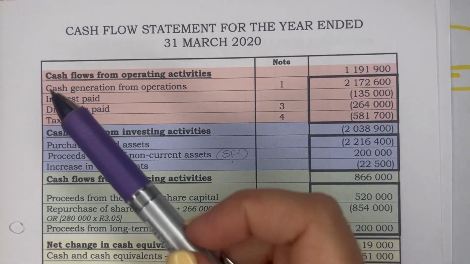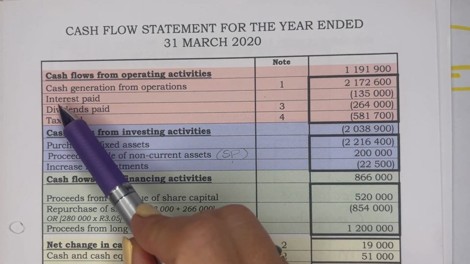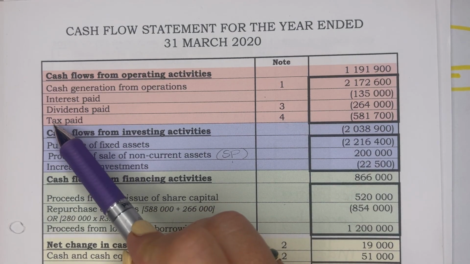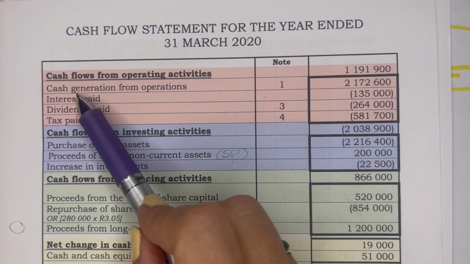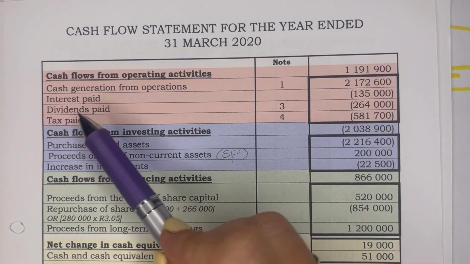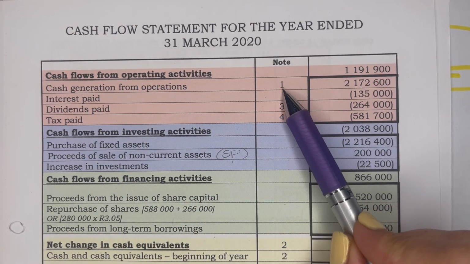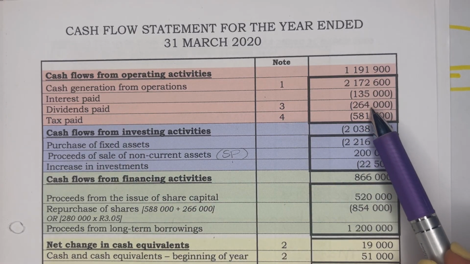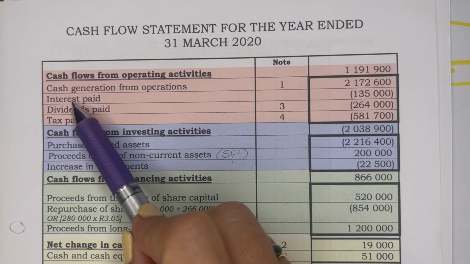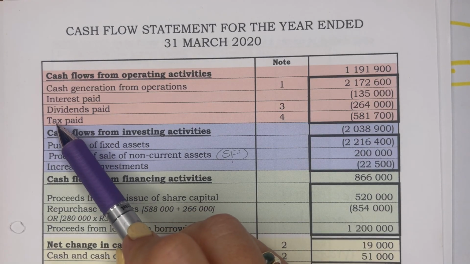Before I go there, I just want to show you something in the face. Interest, dividends, and tax. These three things we are going to be quite busy with now in note number 1. We're going to have to remove them from the amount in number 1 so that I can show them here separately, so that I can show how much money I paid towards interest, dividends, and tax. So I'll show you now.